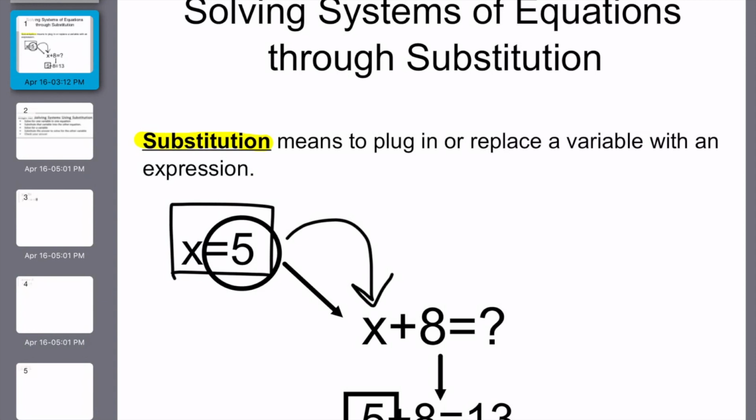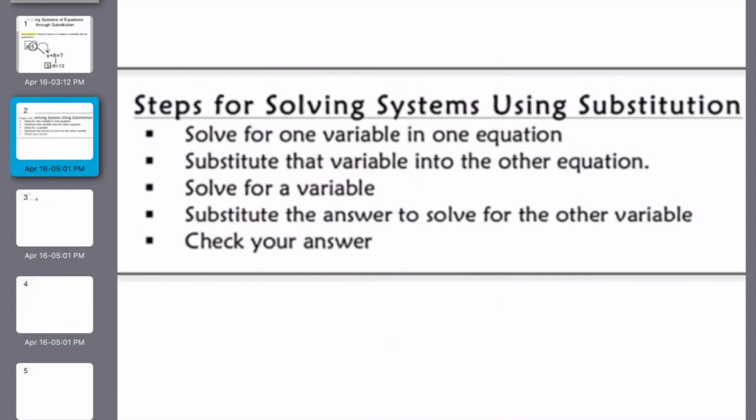So let's go to some steps to actually try to do substitution in order to solve a system of equations. My steps are, first step, I need to solve for one variable in one equation, okay? This could be solving for my x, solving for y, anything you want, okay? After you solve for one of the variables in your equation, you need to substitute that variable into the other equation. You then need to solve for a variable in your new equation that you have made. You need to substitute the answer to solve for the other variable, and then you need to check your answer. Okay. Now I know these steps may seem a little bit confusing, but I have a couple of example problems here for us to do.